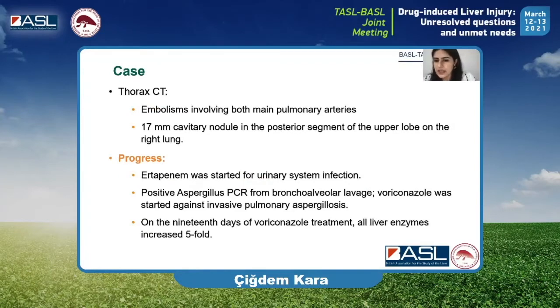For the dyspnea evaluation, we ordered thorax CT angiography. Thorax CT revealed embolism involving both main pulmonary arteries, and a 17 millimeter cavitary nodule in the posterior segment of the upper lobe of the right lung. Ertapenem was started for urinary system infection. Positive Aspergillus PCR from bronchoalveolar lavage, so voriconazole was started against invasive pulmonary aspergillosis. On day 90 of voriconazole treatment, all liver enzymes increased 5-fold.